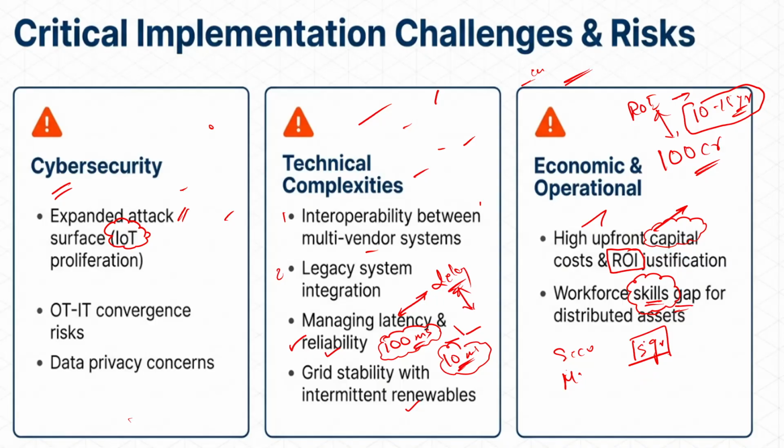So these are the three major challenges and risks we have in smart grids. That is, one is cyber security, the technical complexity, and economic and operational challenges, right? So this is all about the introduction to the smart grid. Does anybody have any questions here?